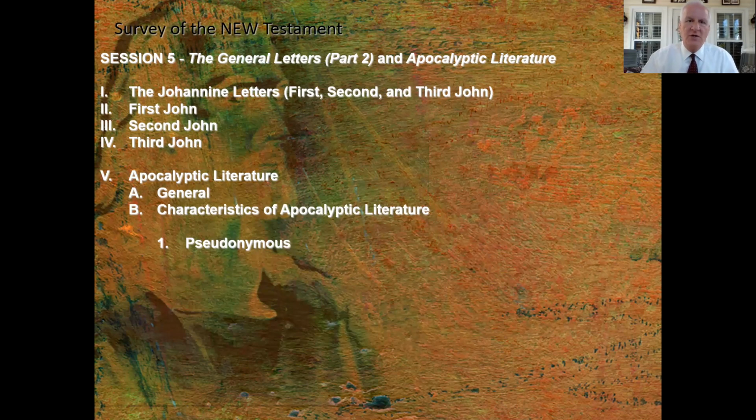A characteristic of apocalyptic literature is that most of them were pseudonymous, which means they were attributed to famous people, but not necessarily written by those famous people.